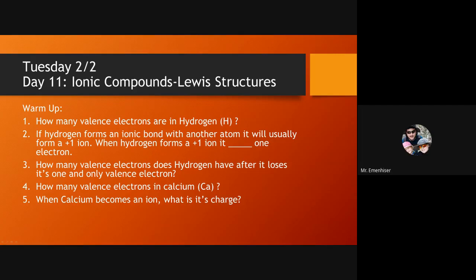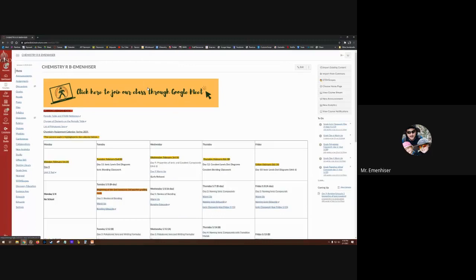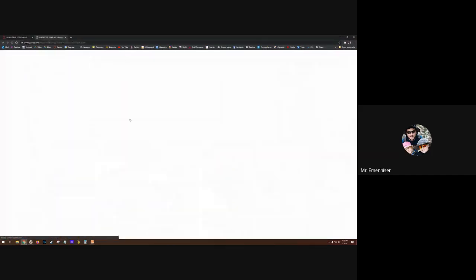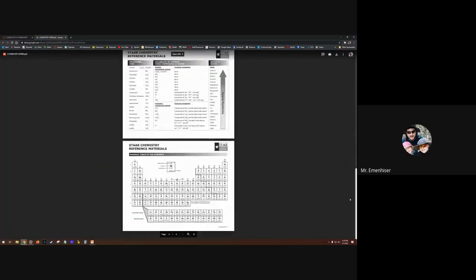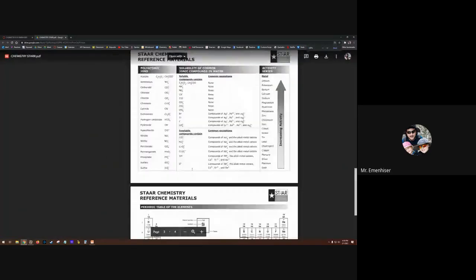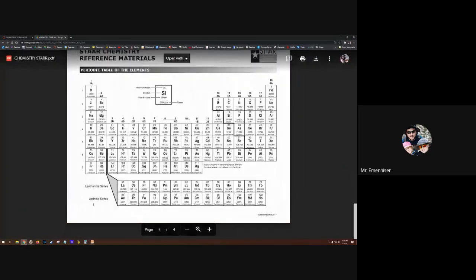So, number one, how many valence electrons are in hydrogen? Well, to know that, we need to look at our homepage on Canvas and we go to our periodic table and star reference. We go down to the bottom to look at our periodic table. Okay. And we're looking for hydrogen. So hydrogen's right here.